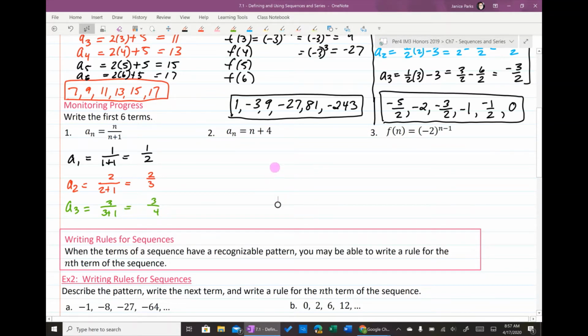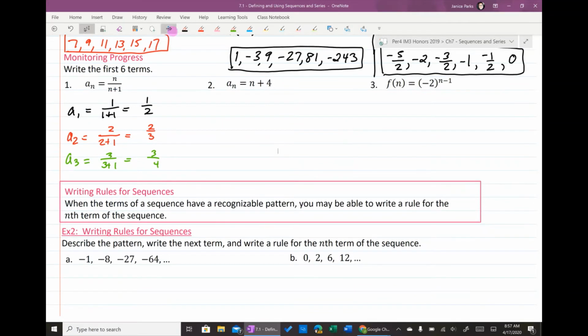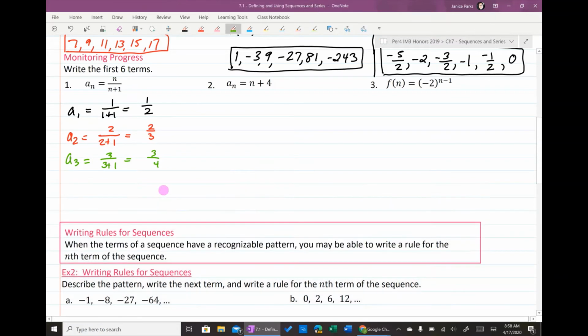So you could probably figure out the pattern. I'm going to move this down a little bit. So here we're going to have 1/2, 2/3, 3/4, 4/5, 5/6, and 6/7. So the top is n. So basically n goes 1, 2, 3, 4, 5, 6. And the bottom is 1 more than the top. So that's what that means. N plus 1 just means that the denominator is 1 more than the numerator.